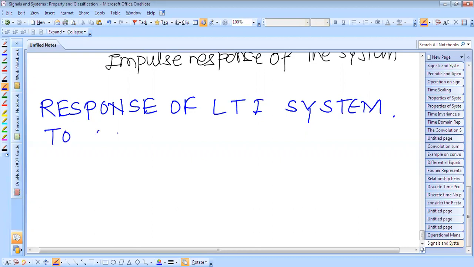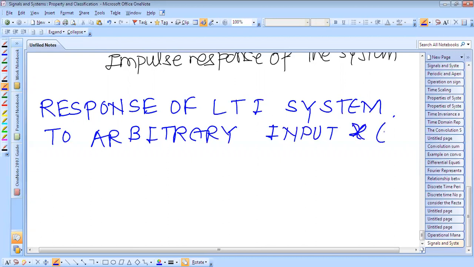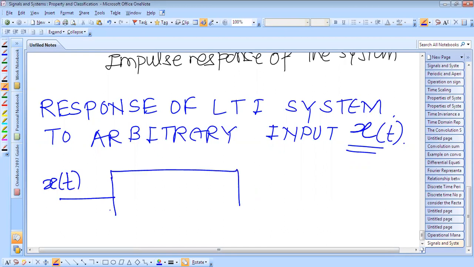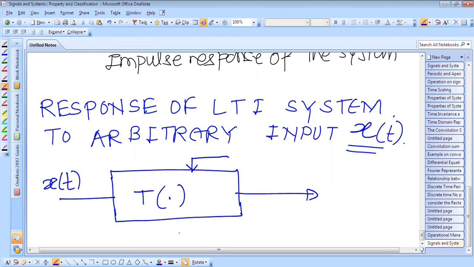To arbitrary input x of t. So now the input is here x of t, and as this is the response of a linear time invariant system having some transfer function, this is the output, and therefore we can write here this is the h of t, that is the impulse response.